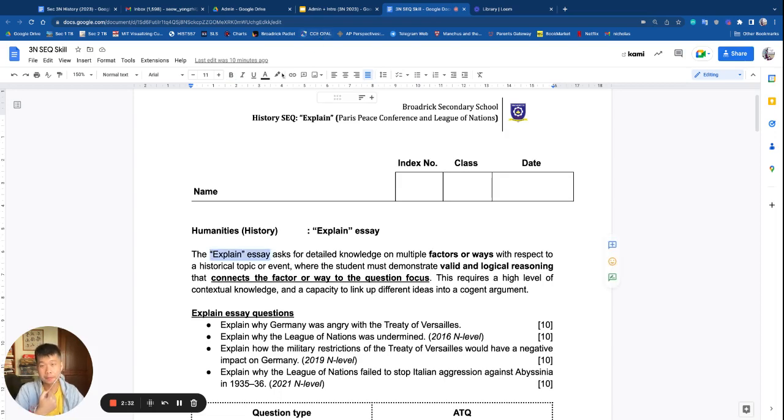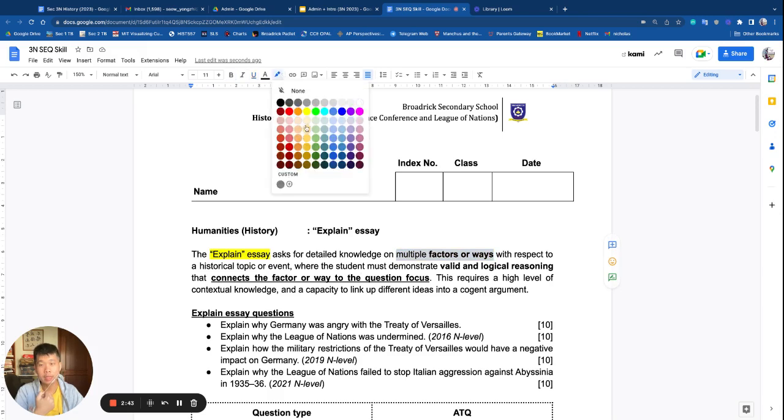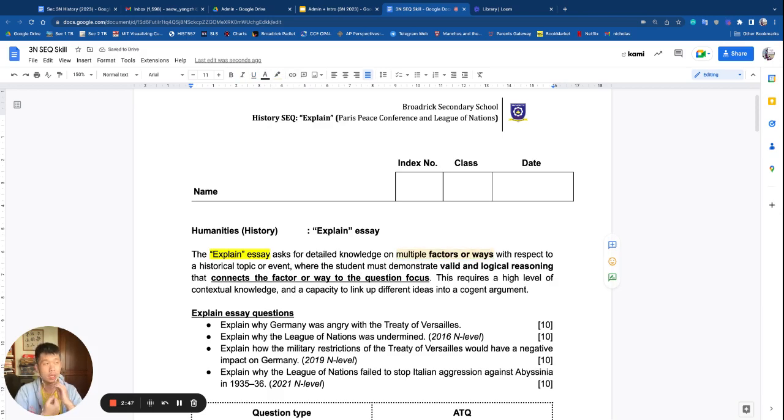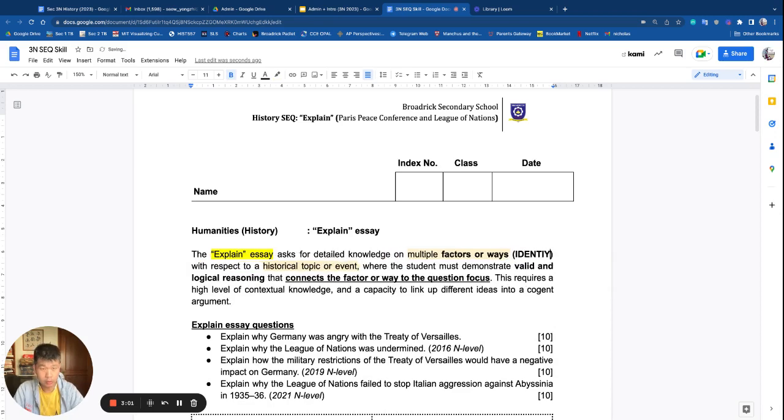The explain essay, please highlight with me as I go through. Ask for knowledge about factors or ways. So you must be able to understand and identify a factor or a way. What does that mean? We will look at it more as we go through these notes. With respect to a historical event or topic. So this is what we call identify. Please write it down in your notes.